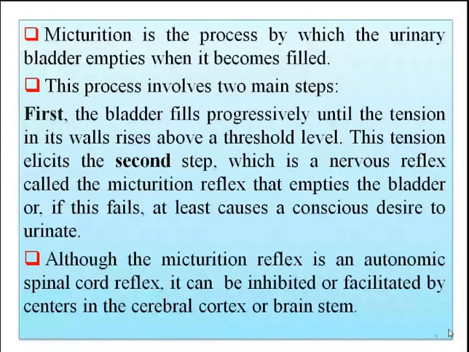So what does it mean? So see, micturition reflex is an autonomic spinal cord reflex, but it can be inhibited or facilitated. That is, if the environment is such that we are not in a condition to micturate, then we can inhibit the micturition reflex. And if there is proper environment where we can urinate or micturate, then it is facilitated. So this inhibition or facilitation is done by centers in the cerebral cortex or brainstem.